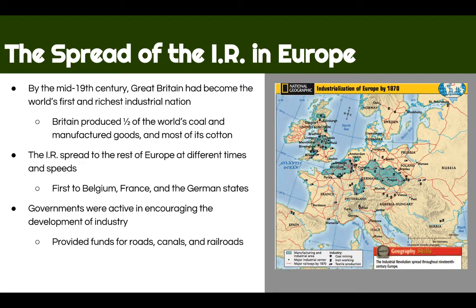These nations and their governments provided funds for roads, canals, and railroads, all things that would help transportation of goods to and from the markets, and would improve their efforts to industrialize.